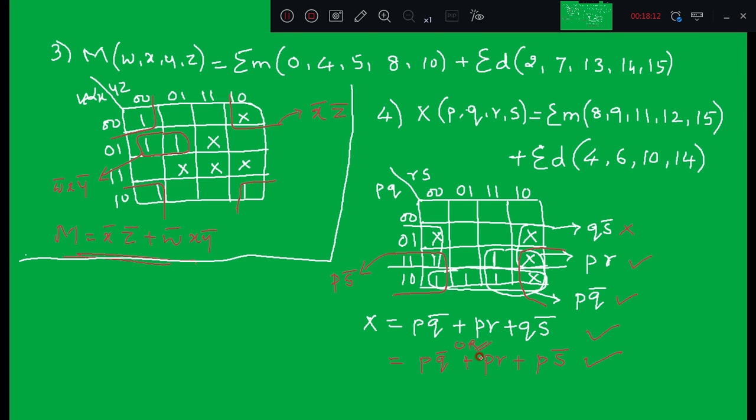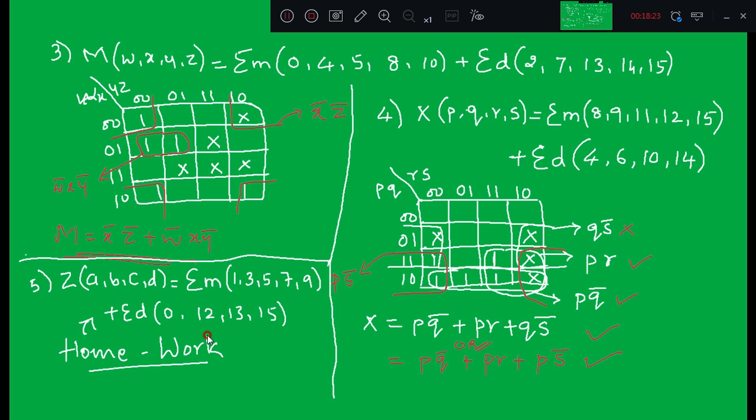With these four examples, I'll wind up today's class, okay? Before I leave this class, I'll give you one homework. So this is the homework. I'm very happy because some of the students are solving it on the same day, and I am getting the response in the evening, right?